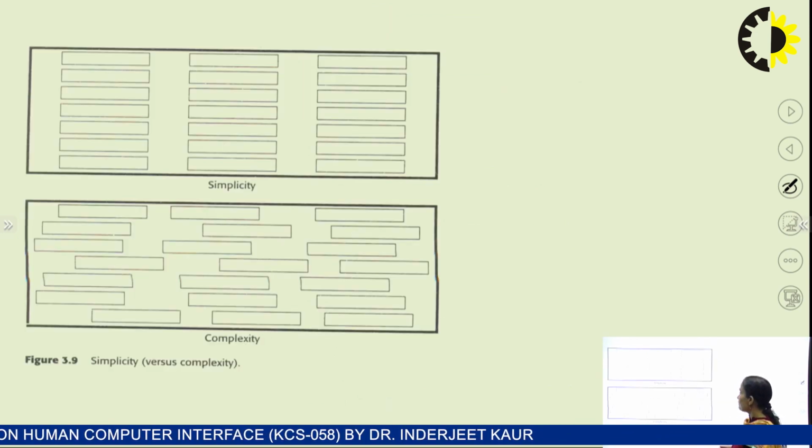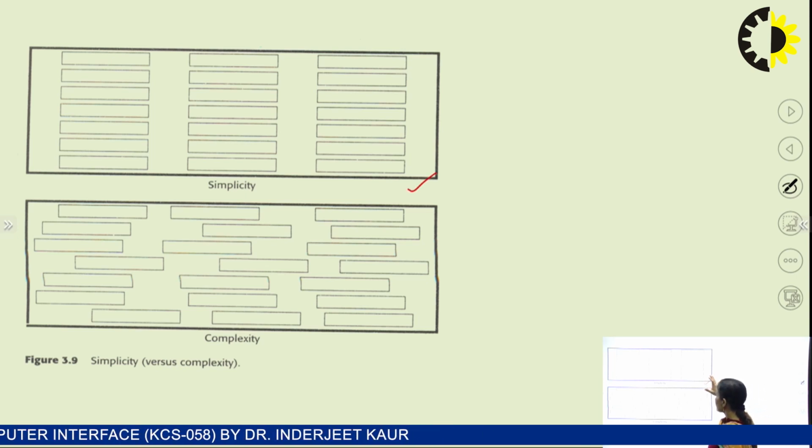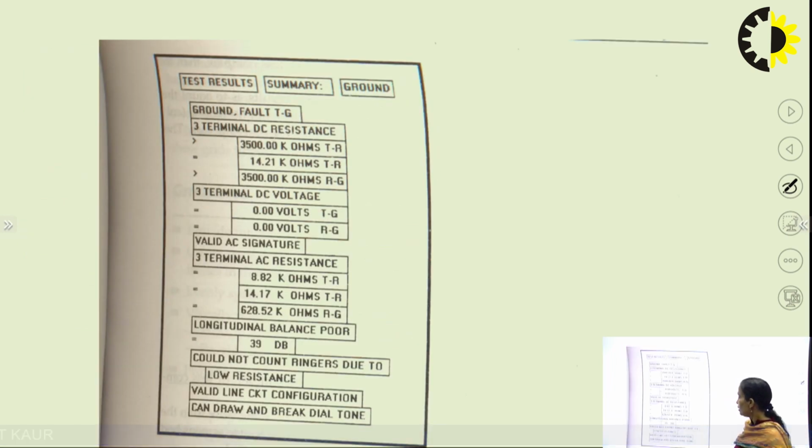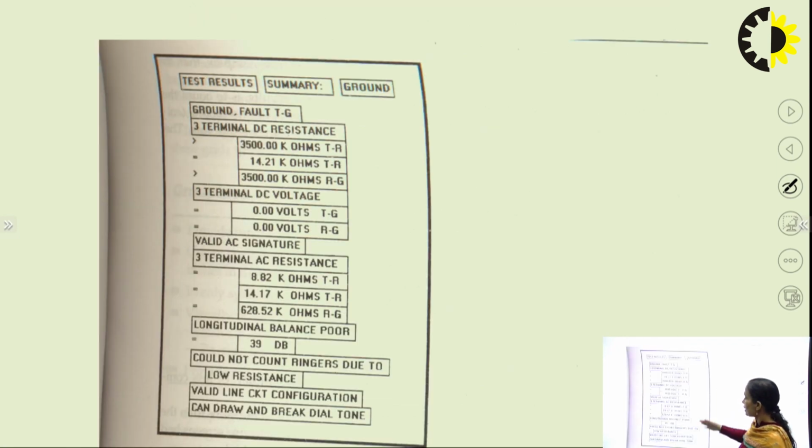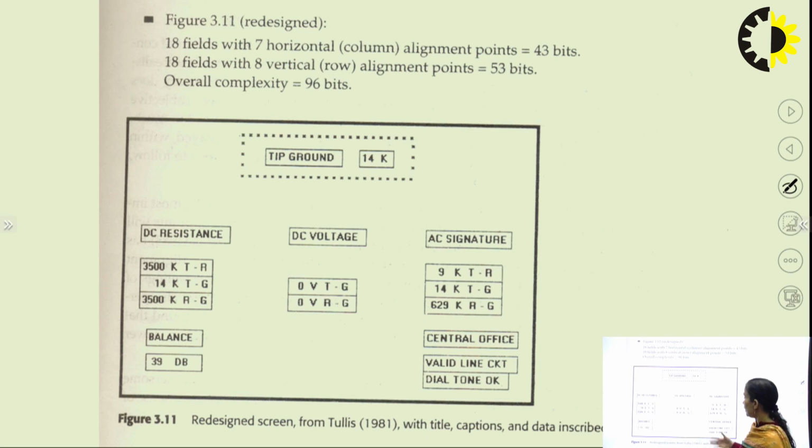Then this is simplicity, meaning in a very simple way the components are being placed, and this is a complex way. See, this is the view of a bill showing breakup for different components. Here we have this figure being redesigned. Then it looks like this is the Tully screen. Tully is from 1981 screen.